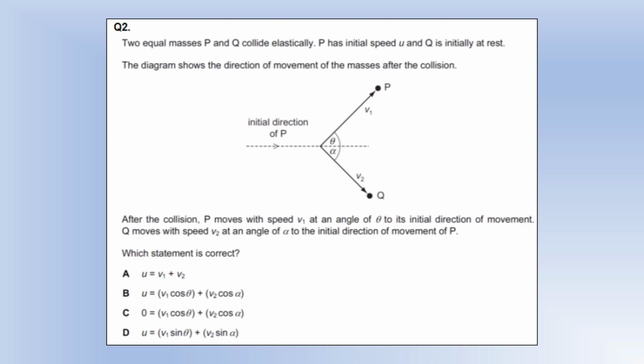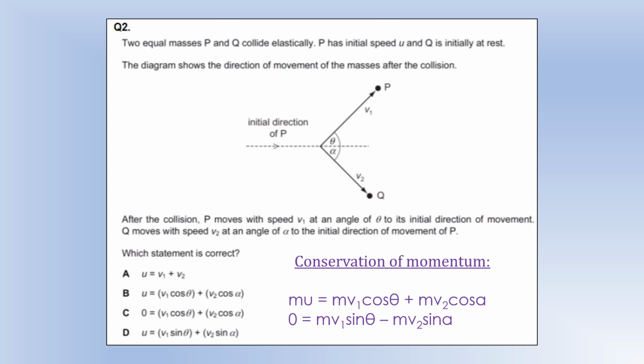Because remember, momentum is a vector quantity, so we need to apply it all in one direction. So the initial momentum is simple, that's just mu. And then the component of P's momentum in that direction would be mv1 cos theta, and the component of Q's momentum would be mv2 cos alpha.